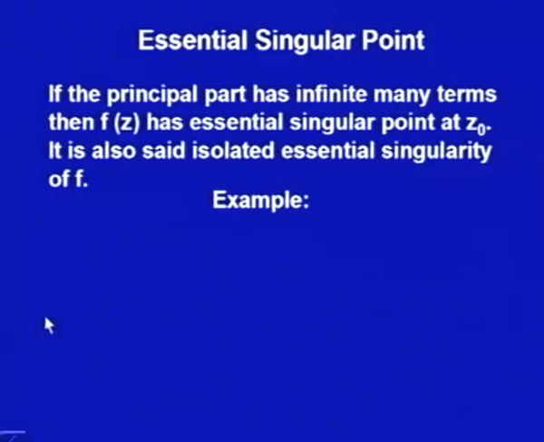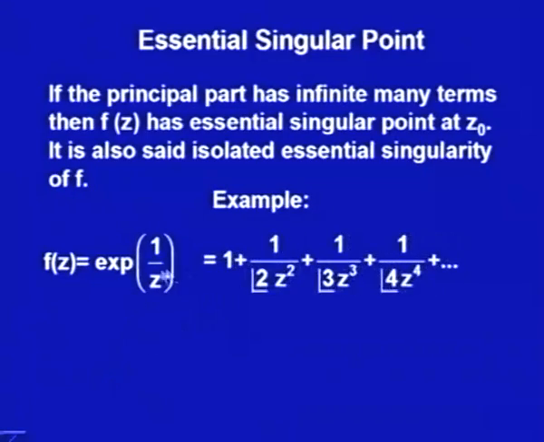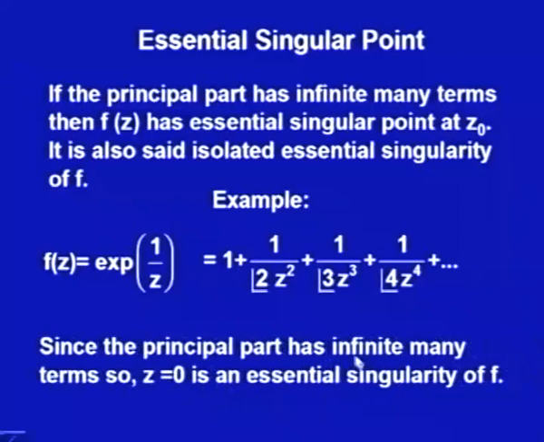Say for example, if I take the function exponential of 1 upon z, that is e to the power 1 by z. If I write its Maclaurin expansion, we do know it is 1 plus 1 upon z plus 1 upon factorial 2 z square plus 1 upon factorial 3 z cube plus and so on. Now you see we will have infinitely many terms in this one, which says that at z equal to 0 it is an essential singularity. So the principal part has infinitely many terms, and z equal to 0 is an essential singularity of f.